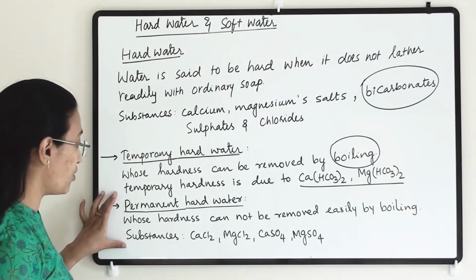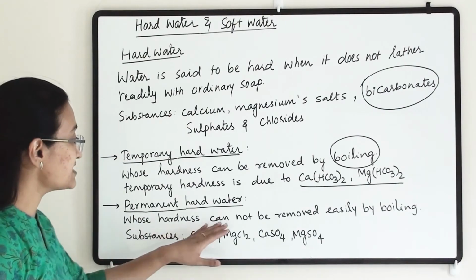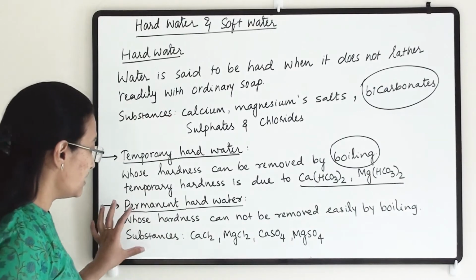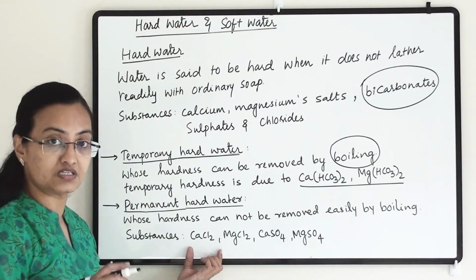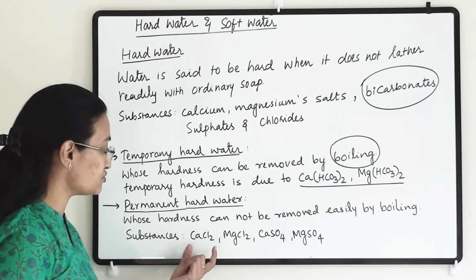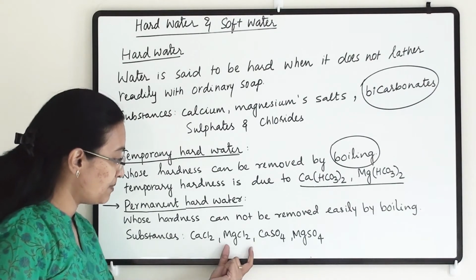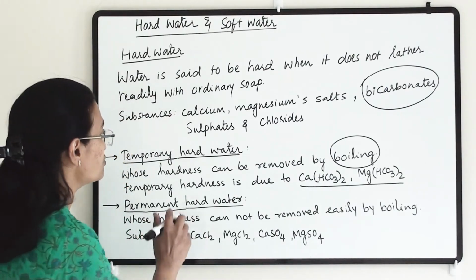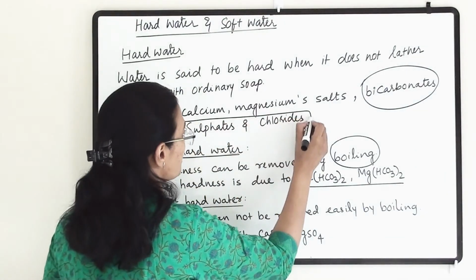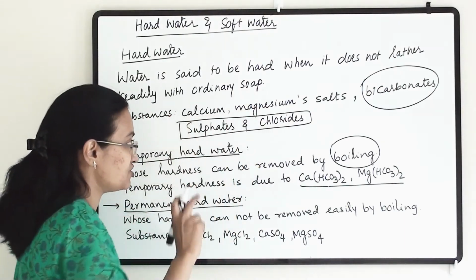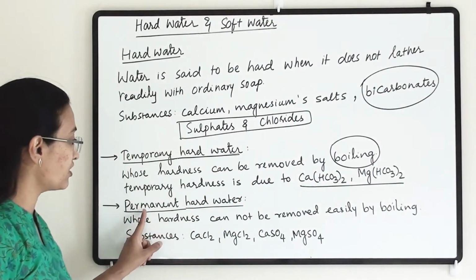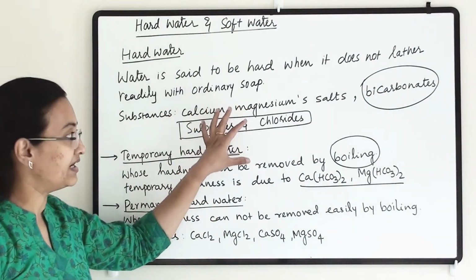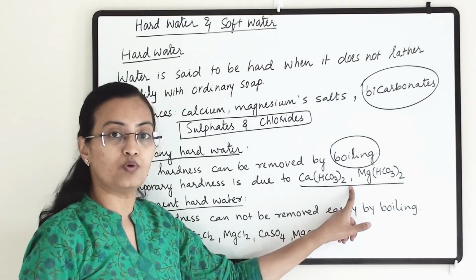Now permanent hard water is the water whose hardness cannot be removed easily by boiling, and this hardness will be there due to the substances present in the water, and these salts are calcium chloride, magnesium chloride, calcium sulfate and magnesium sulfate. So these two salts, the sulfates and chlorides of calcium and magnesium, are responsible for permanent hardness of the water. These salts we cannot remove via boiling, whereas these salts we can remove via boiling.